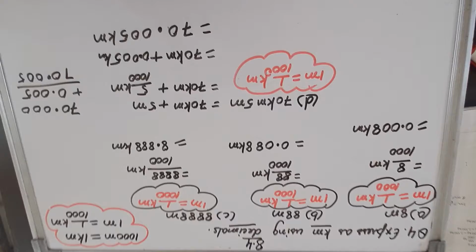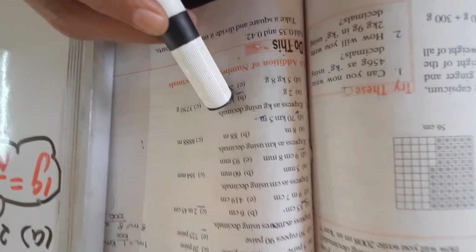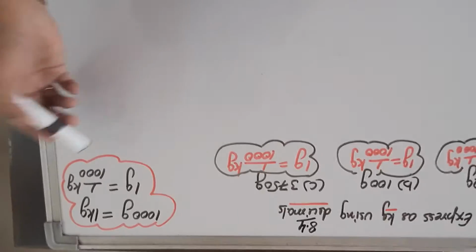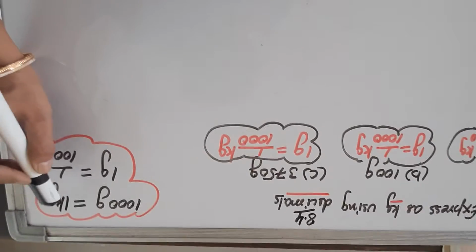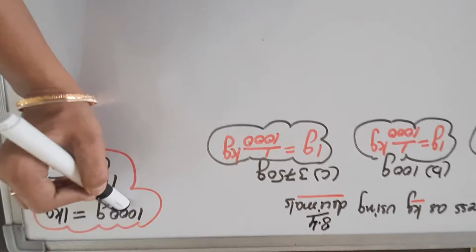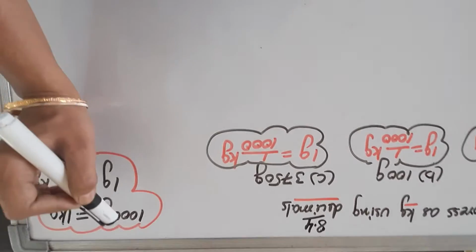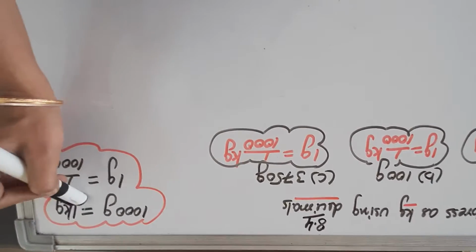So now let's do question number 5. Now, dear students, our next question is express as kilograms using decimals. Now the values are given to you in grams. We need to convert them into kilograms. So again, we will use the same concept as we know that 1 kilogram is equal to 1000 grams, because kilo means always 1000, whether it is kilometer or kilogram. Dear students, kilo means 1000. Whenever this K is written, that means sure 1000. So 1 kilogram is equal to 1000 grams, or 1000 grams is equal to 1 kilogram.